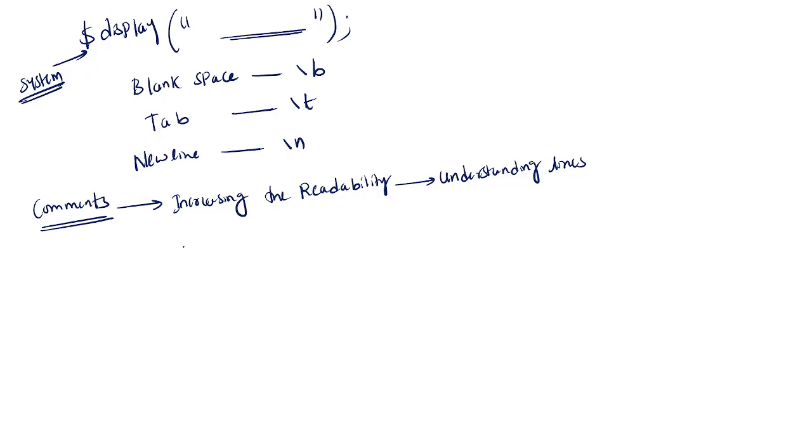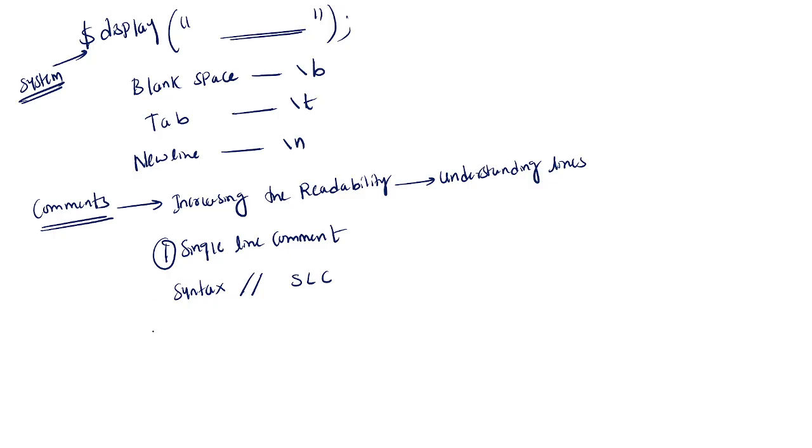One is the single line comment. The syntax will be like this: two slashes. So you can write like this. This is a single line comment.